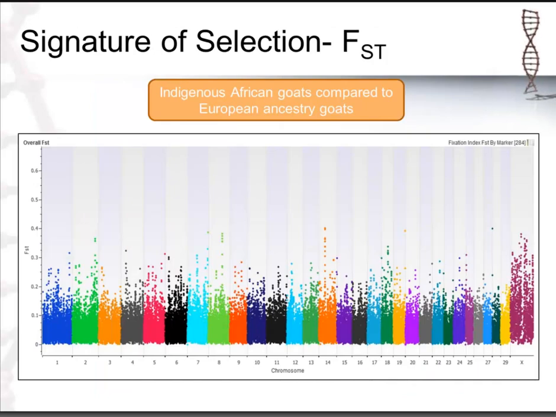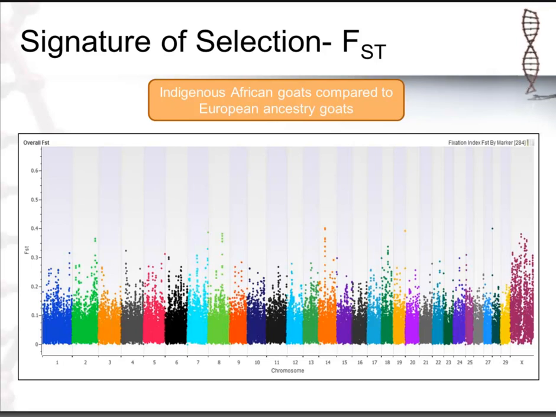Another way that we're starting to look at some of these goats is the idea of signatures of selection. In this particular case, I have a Manhattan plot, and it's based on marker-based FST. When you do this, in this data set I compared all of the African goats to all of the European ancestry goats, and I can see where in the genome I'm showing population differentiation between those two groups. So you can see across the genome there are areas of increasing differentiation.